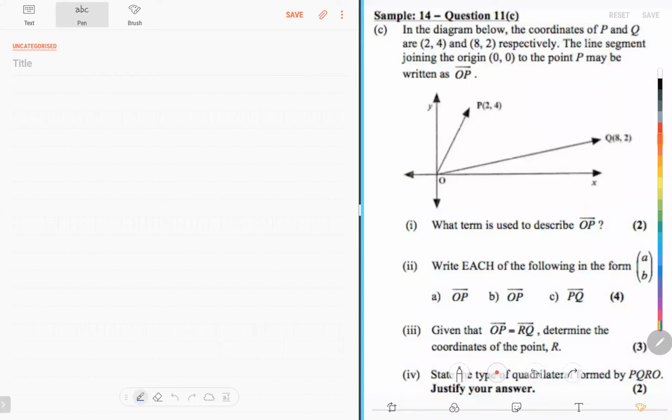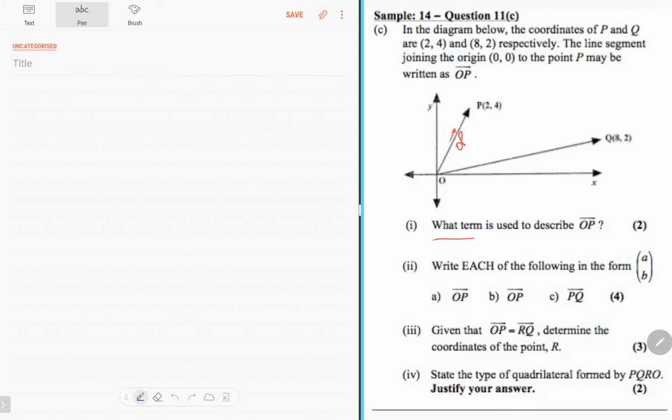And it says in the diagram below, coordinates of P and Q are 2, 4, and 8, 2 respectively. And those are shown here and here. So that is on the diagram. All right. And so the line segment joining the origin O to the point P may be written OP. So what they're basically saying is that this line may be written OP with arrow on top. Let's write that clearly. This can be written as OP with the arrow on top.